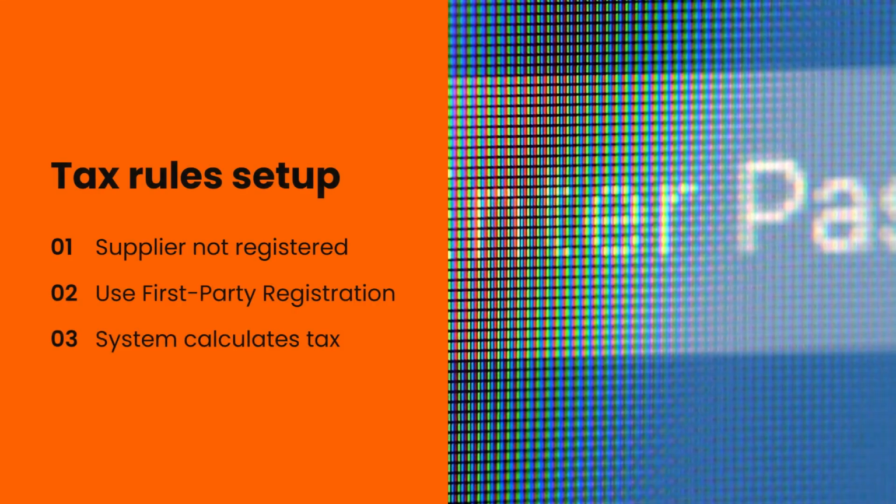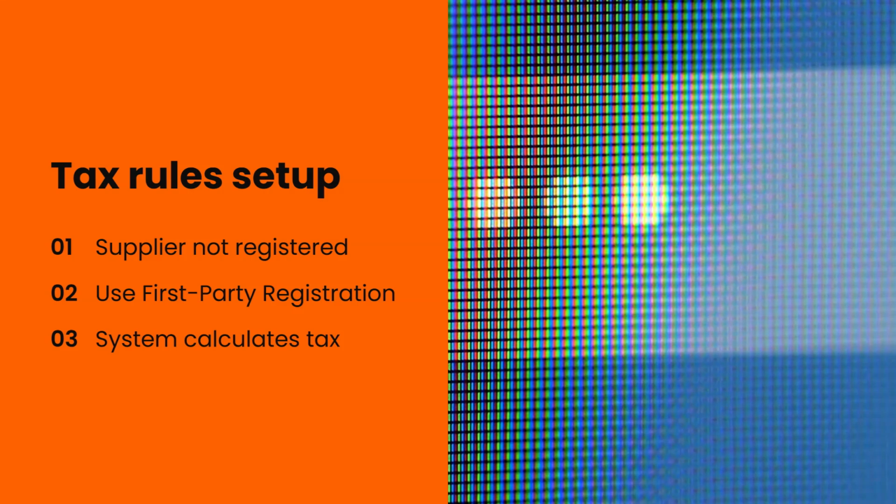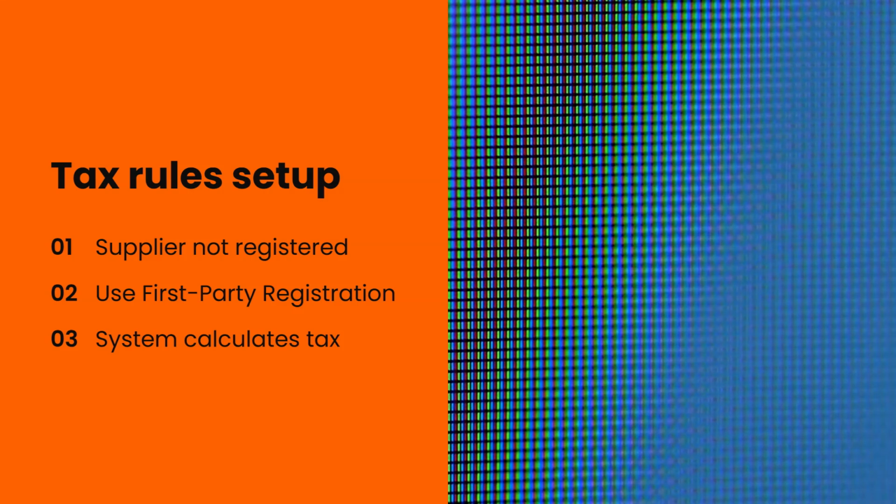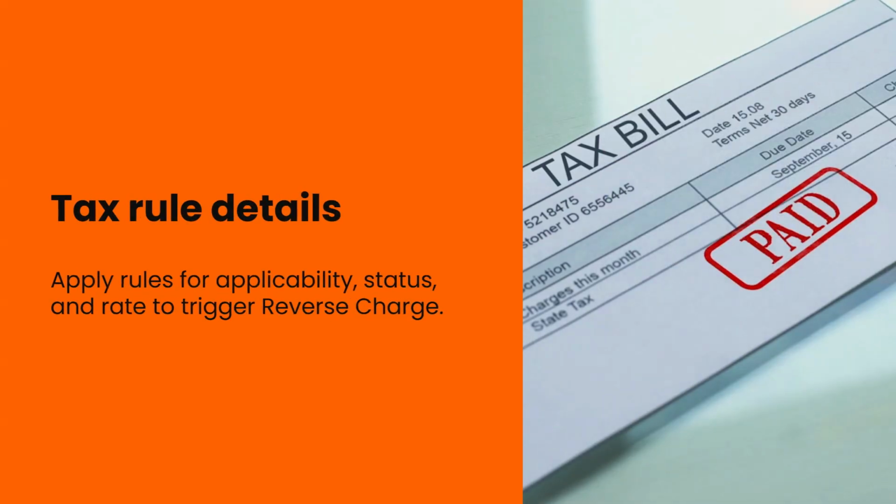Set up tax rules. When the supplier isn't tax registered, the system should use first-party registration for tax calculation. Apply clear rules for applicability, status, and rate to trigger the reverse charge precisely when needed.